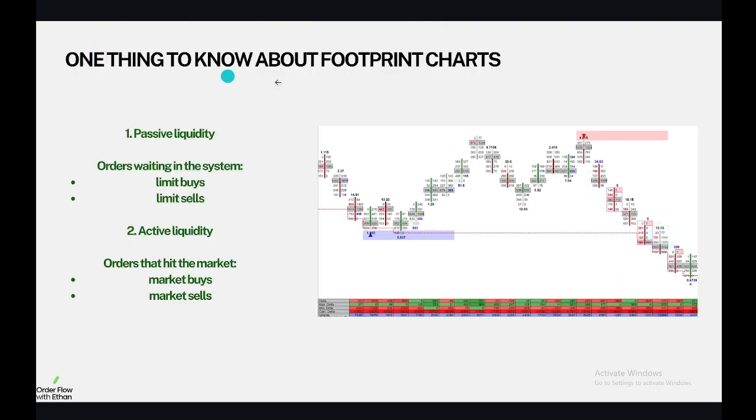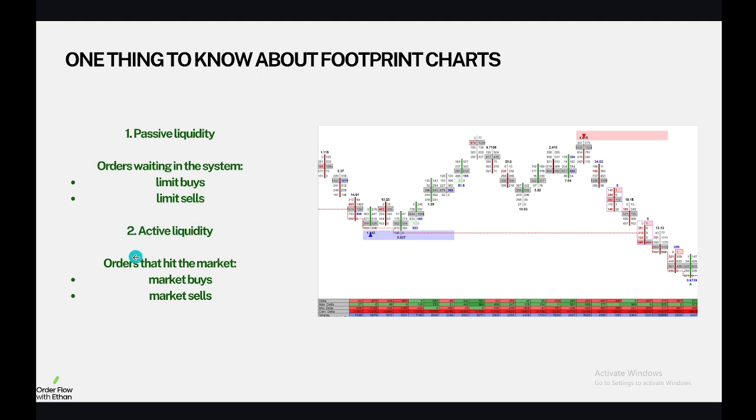One thing to know about footprint charts: passive liquidity is when orders wait in the system, when we have limit orders, limit buys and limit sells. We explained this in the very beginning of this channel. Orders are waiting to be filled somewhere in the market. You're not buying at the price the market is offering you now, but you're waiting for the market to maybe sell at a higher price or buy at a lower price, because as you can see in the futures market, price is not stable, it's horizontal. So 145 goes against 365 buyers and 145 sold contracts.